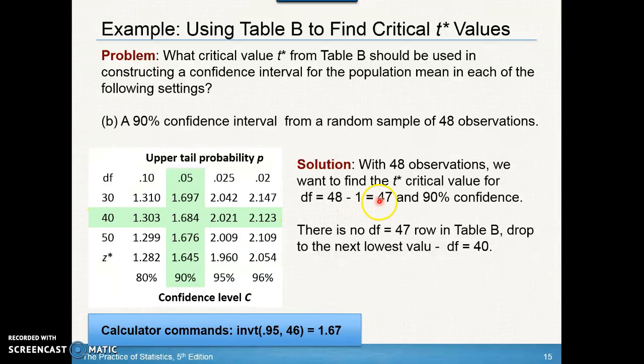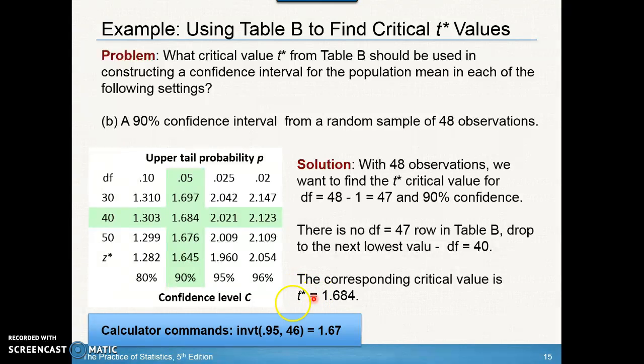All right, now think about what the upper tail probability is with 90%. You have 90% in the middle. That means you're going to have 5% above and 5% below. So the upper tail probability is 0.05. So take a look at that intersection, it's 1.684.